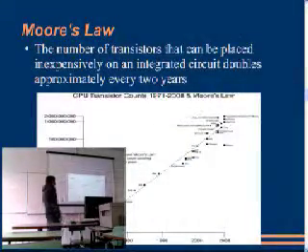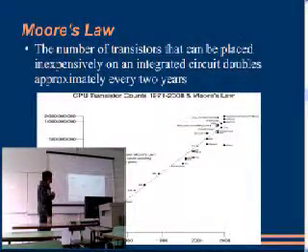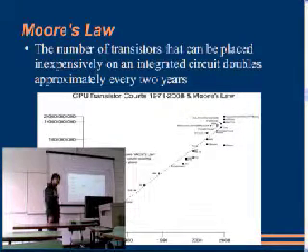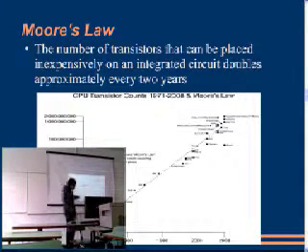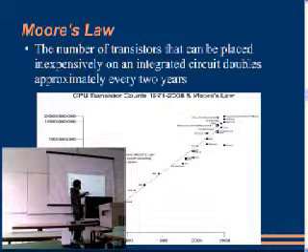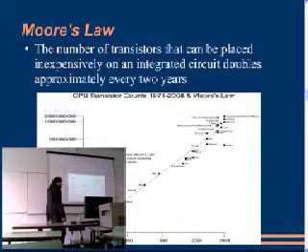Moore's law. Who was Moore? Moore was a co-founder of the Intel Corporation who suggested a law that the number of transistors that can be placed inexpensively on an integrated circuit doubles approximately every 2 years. So this is the Moore's law line, and as you can see, this law has been followed through the years. We almost have the number of transistors following this law.